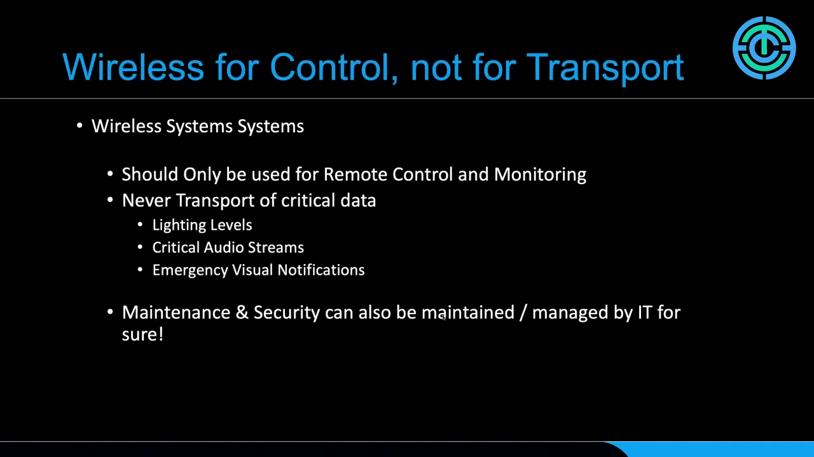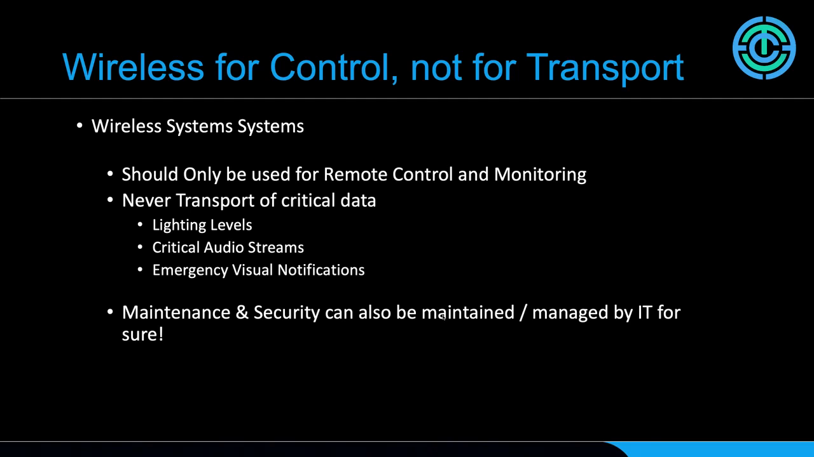Wireless systems, wireless for control and not for transport. Wireless should only be used, whether it's any radio frequency wireless, not only our Wi-Fi systems, but our dedicated wireless remotes, for remote control and monitoring. We don't want to transport critical data over wireless systems. Lighting levels, critical audio streams, or emergency visual notifications need to be done over a wired environment.